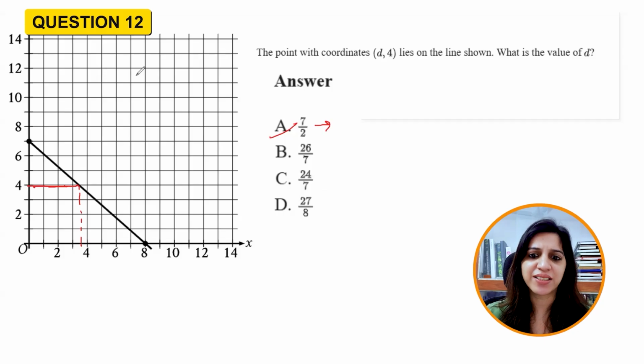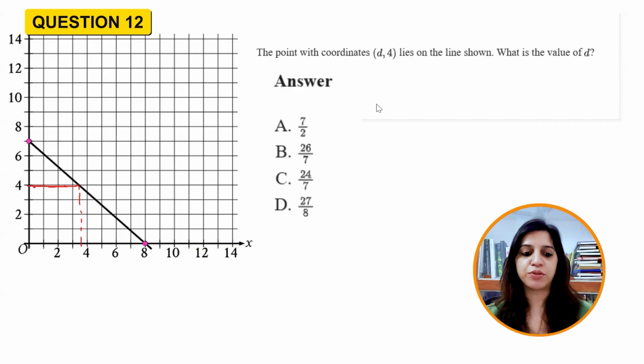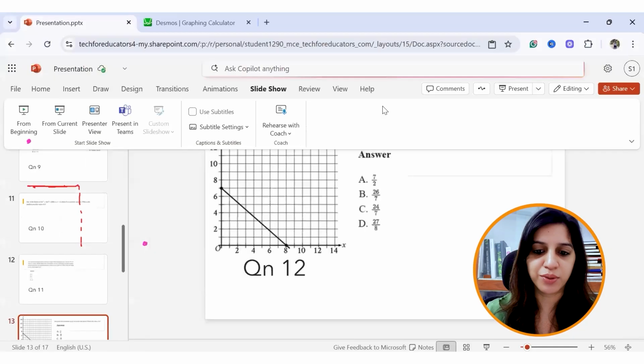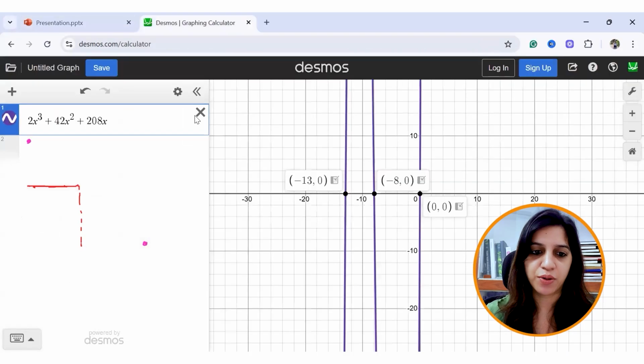So then how do I do this if I cannot look at it from the graph? How do you suggest we do it? What do we do about it? We can find the equation, right? I have 2 points. I know the y-intercept is 7. I know the x-intercept is 8. I can put these and find the equation and then find the value when y is 4. I am going to use Desmos. I'm also going to show you how to find the equations of lines using Desmos.